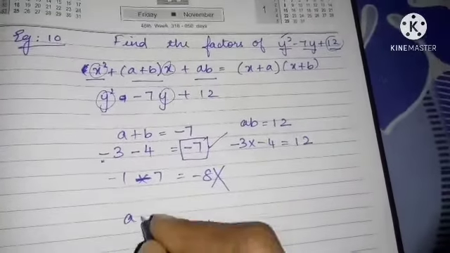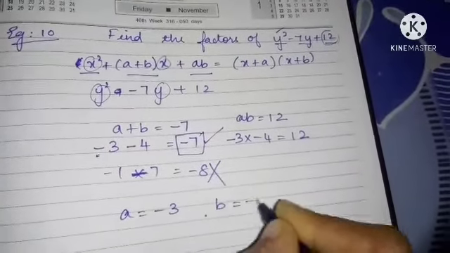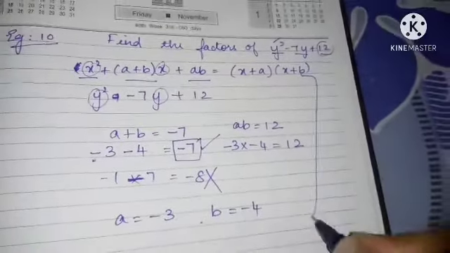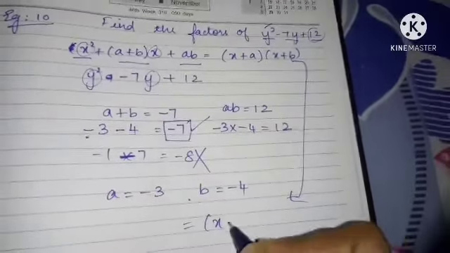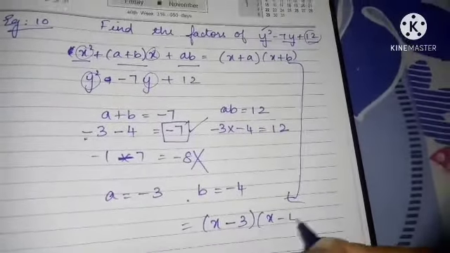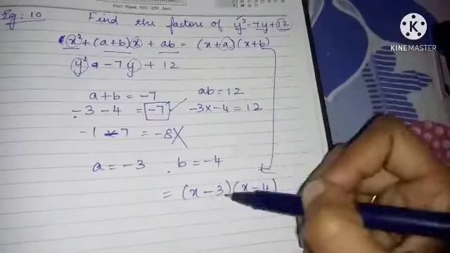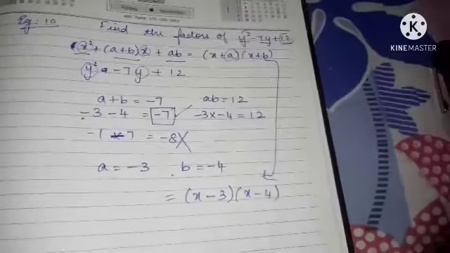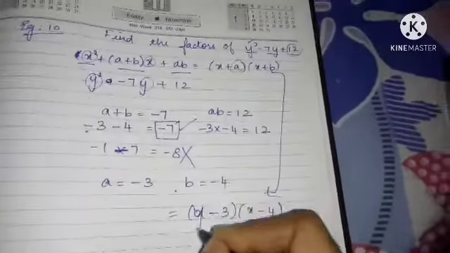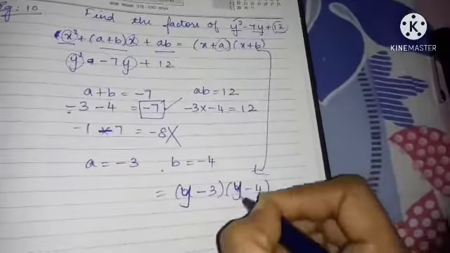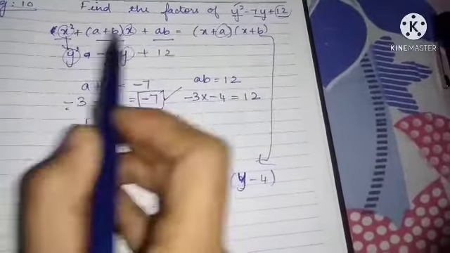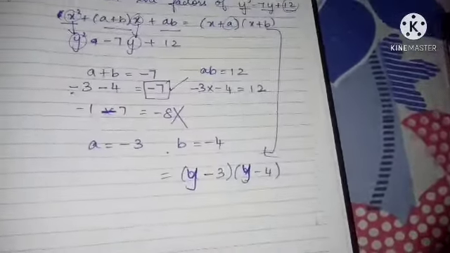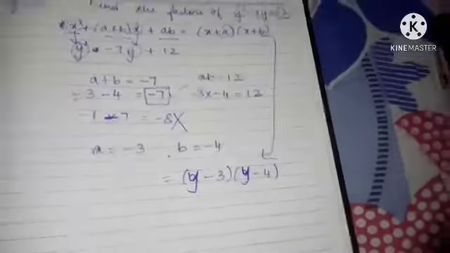So what is the a value? Minus 3. The b value? Minus 4. So what will this relation become? x minus 3 into x minus 4, because instead of a I am putting minus 3, and instead of b I am putting minus 4. Sorry, y, children. Here the variable is y instead of x. So y minus 3 into y minus 4.